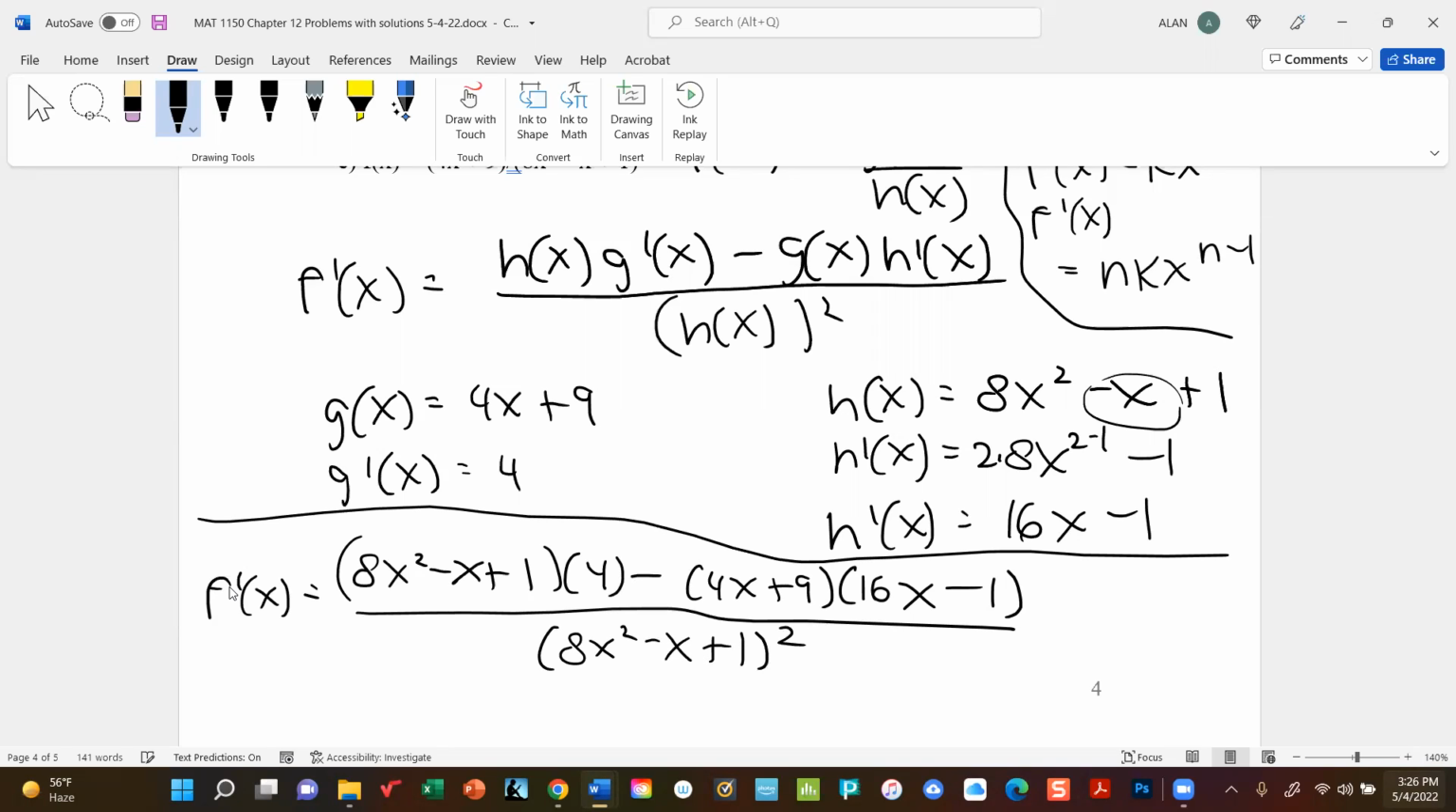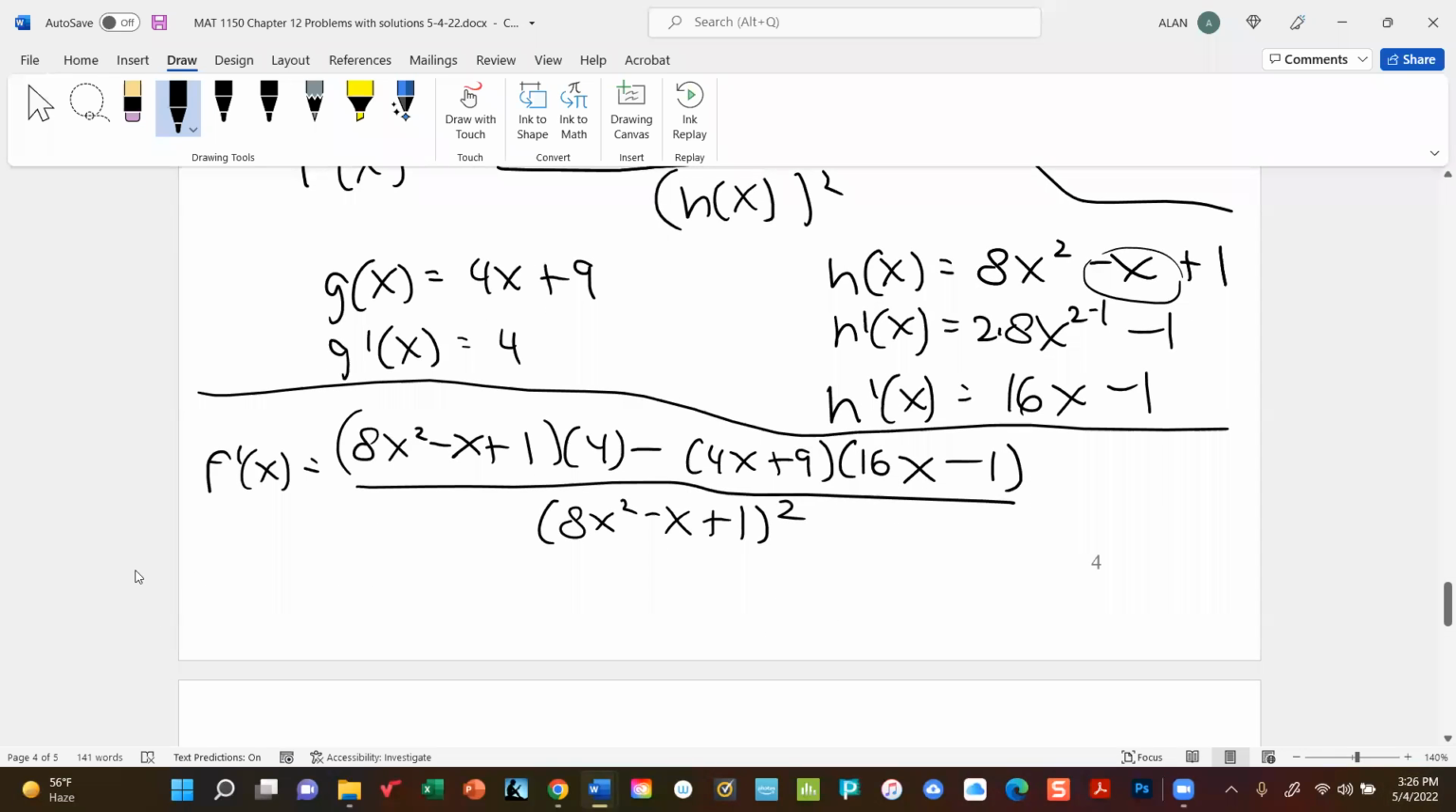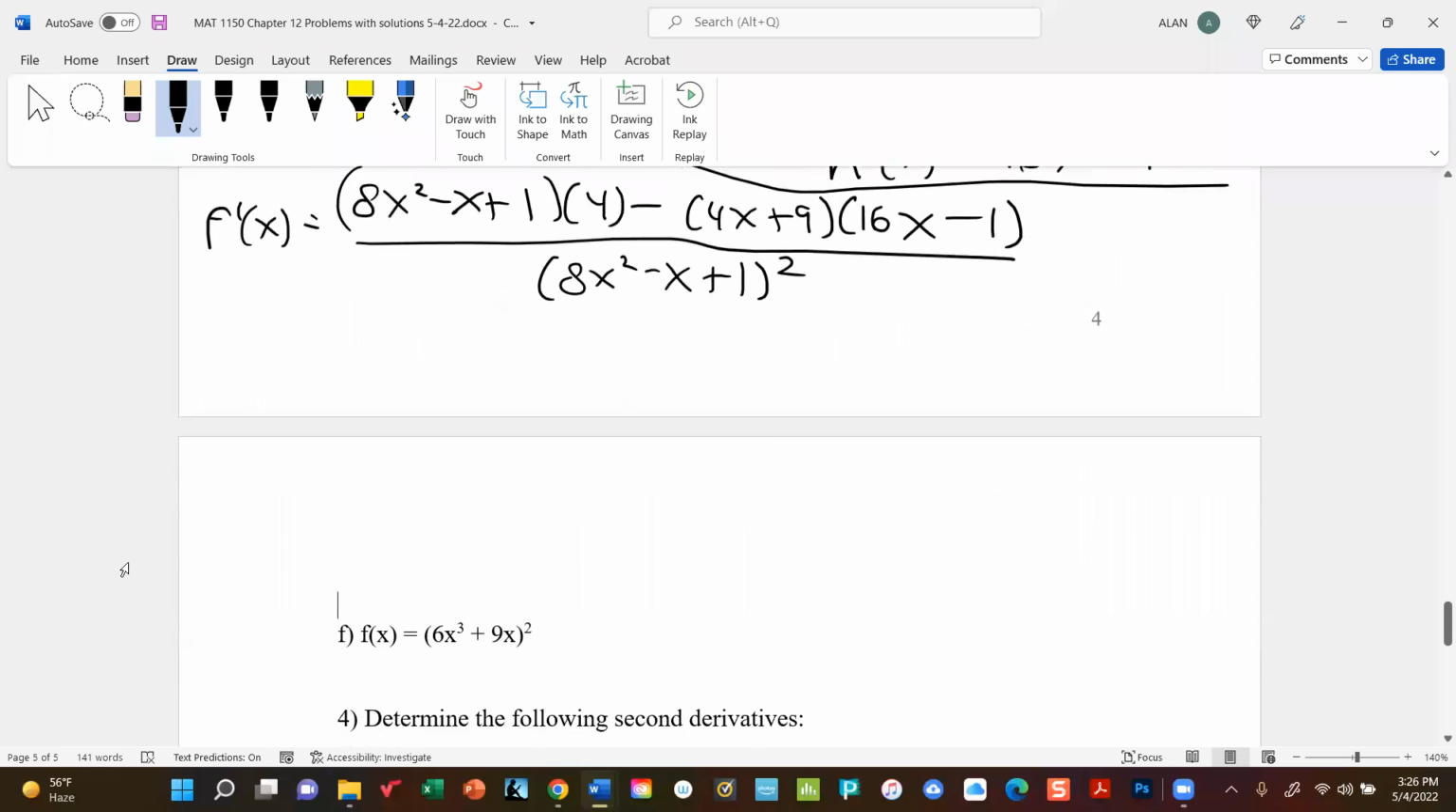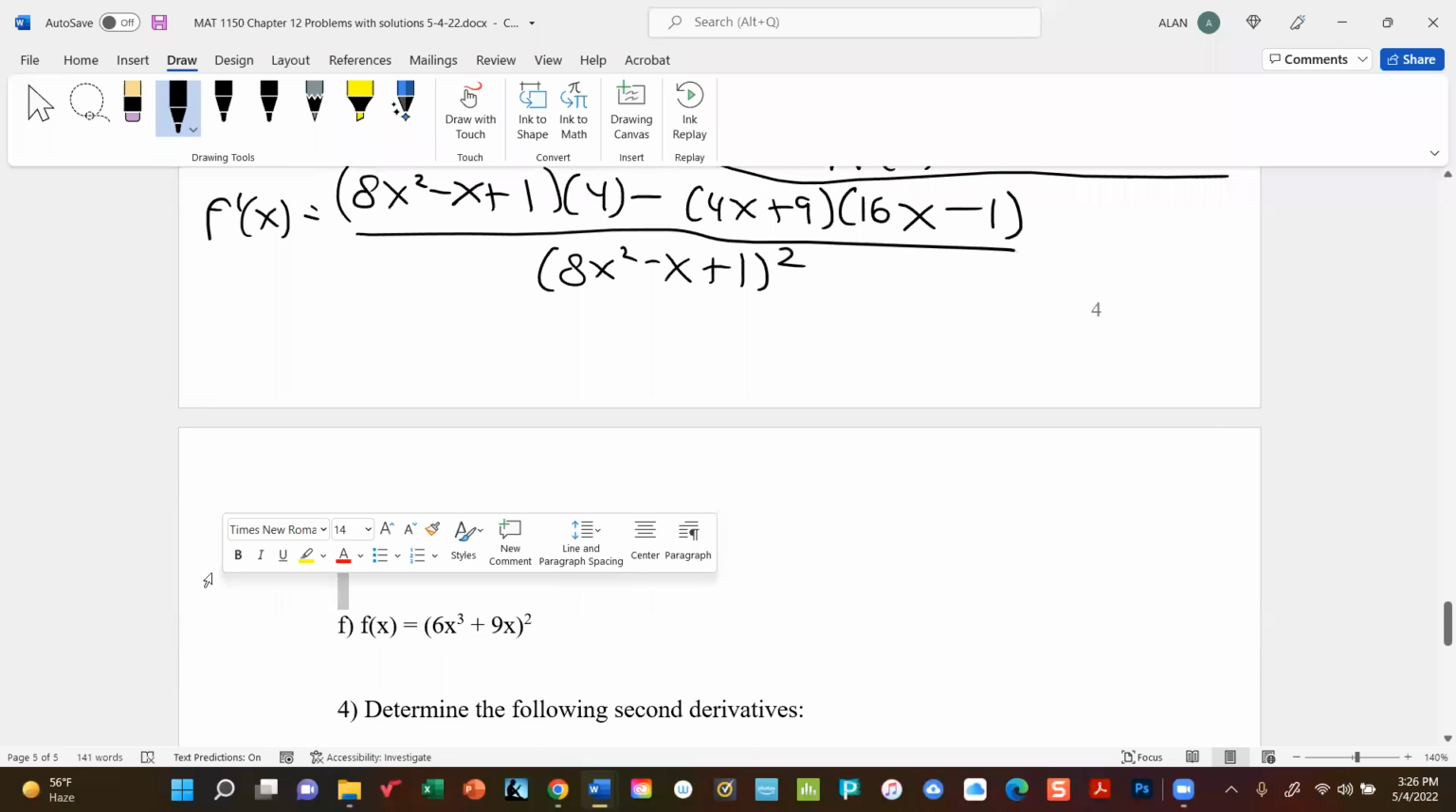And that's it. You don't need to go nuts trying to simplify that because it's going to take forever and it doesn't really help. I mean, unless you need a specific result, but that's fine. And then there's one more. Now, this is that case.